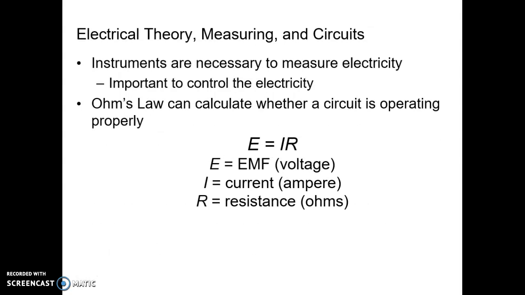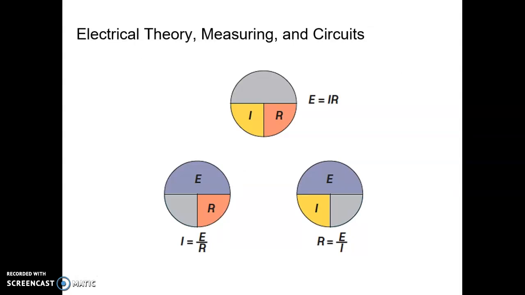Basically, this is a little illustration of Ohm's law. It can calculate whether a circuit is operating properly. The three items, voltage, amperage, and ohms, are the elements of Ohm's law. These are a couple instances where we can use different things to try and find out what's going on. If we're trying to find out what resistance is, we can use the voltage and the amperage to determine that.